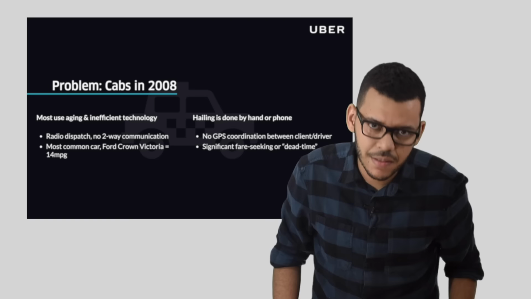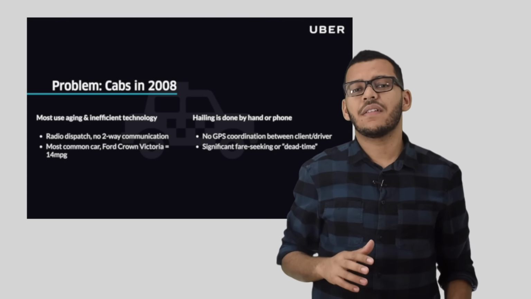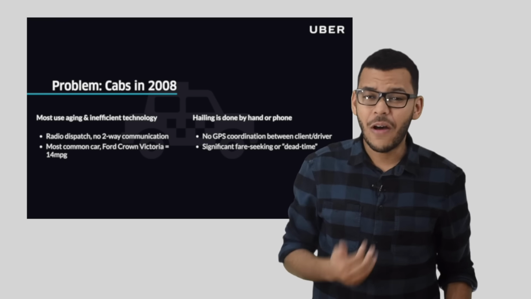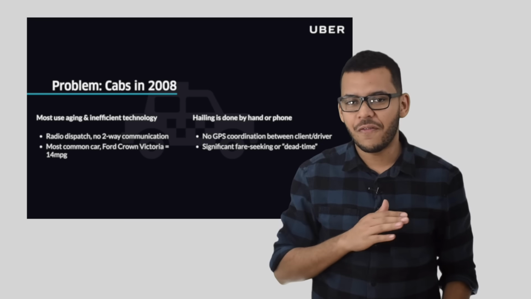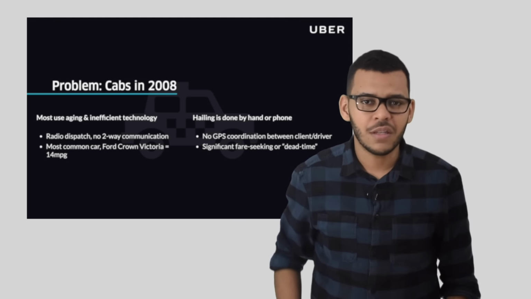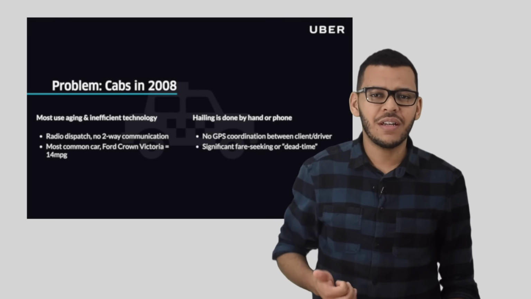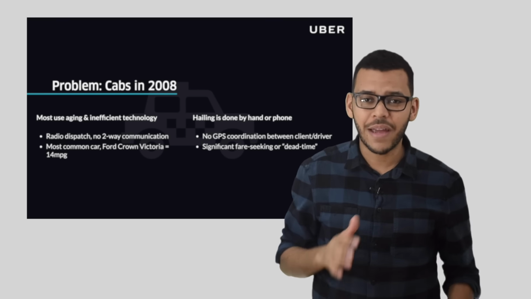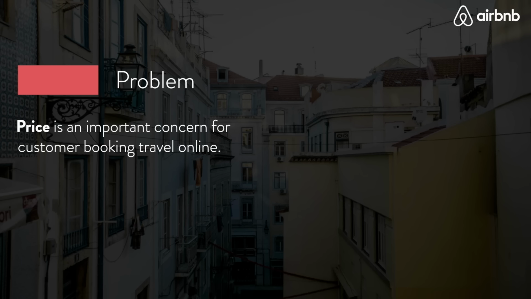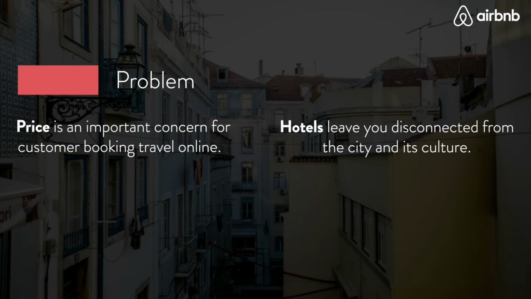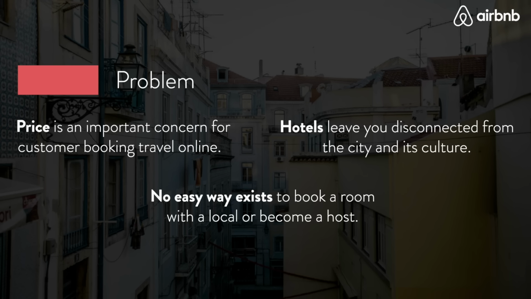The problem slide. So this is where you present the status quo. The founders of Uber made it very clear. Cabs in 2008 are far from a great user experience. They use aging and inefficient technology, and hailing is done by hand or by actual phone calls. I also love the way Airbnb summarized it in just 3 short sentences. Price is important for travelers, hotels are bubbles, and there's no way to book a room with a local or to host a spare room in your apartment.